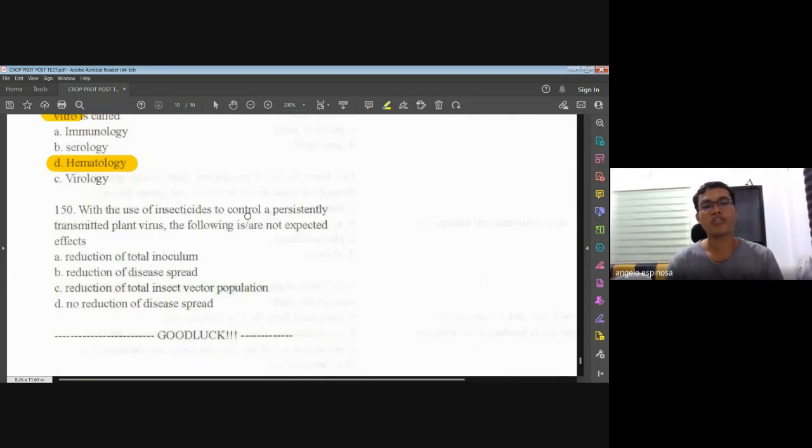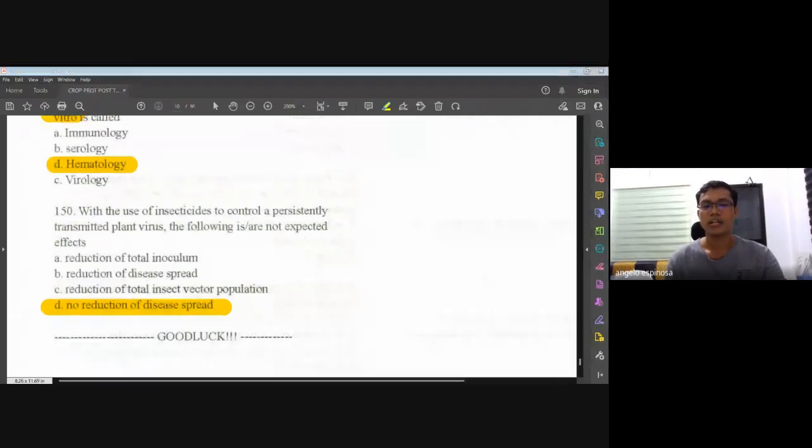150, with the use of insecticide to control a persistently transmitted plant virus, the following is not an expected effect. No reduction of disease spread. So that is the correct answer, letter D.